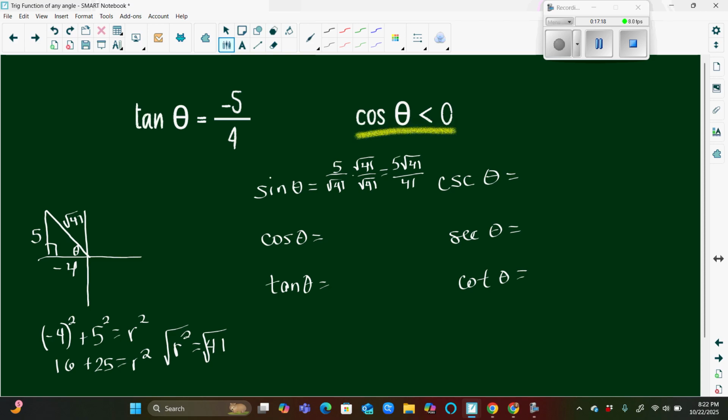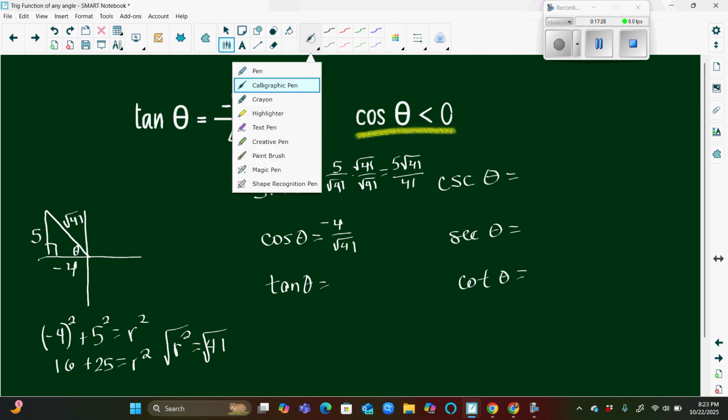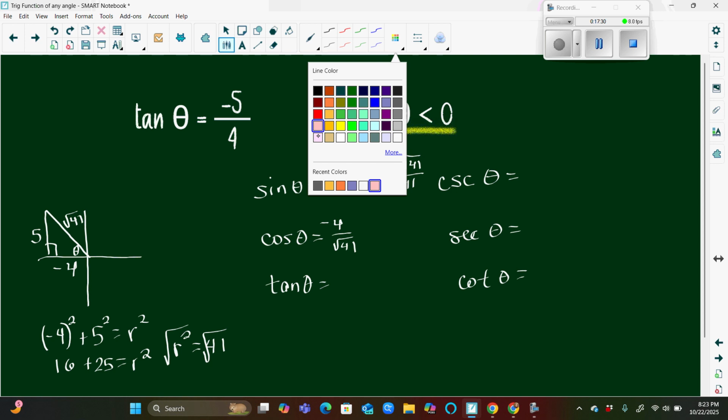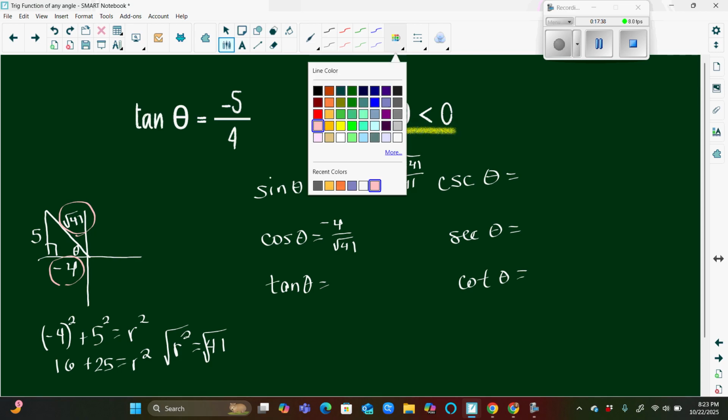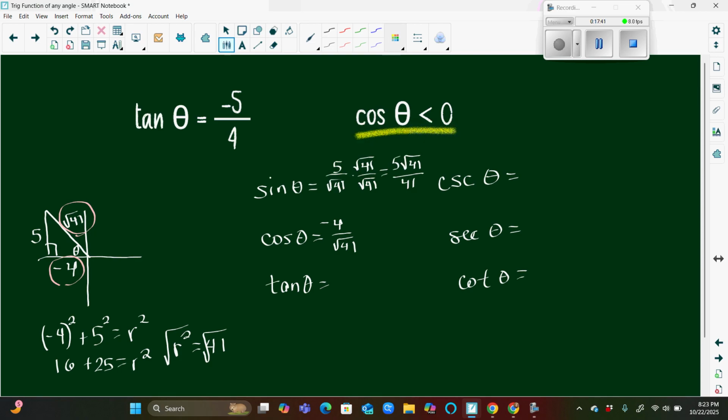Cosine is adjacent over hypotenuse, or x over r, so that's negative 4 over the square root of 41. Again, we're looking at our triangle. This is x over our r, okay? So that's where this comes from. And now let's rationalize. So times square root of 41 over square root of 41, which gives me negative 4 square root of 41 over 41.